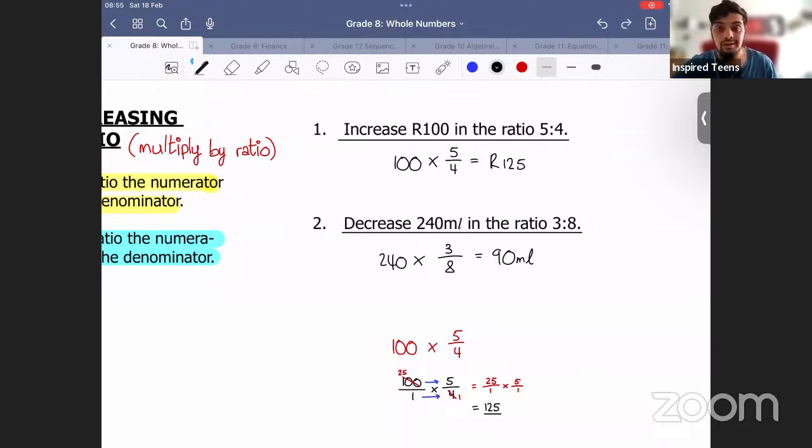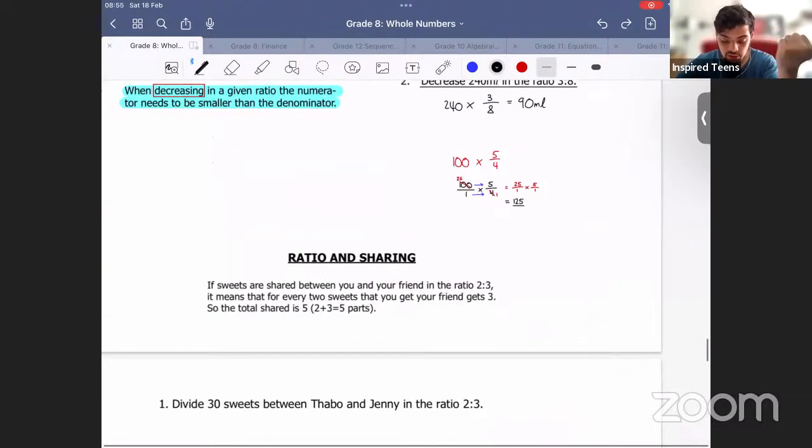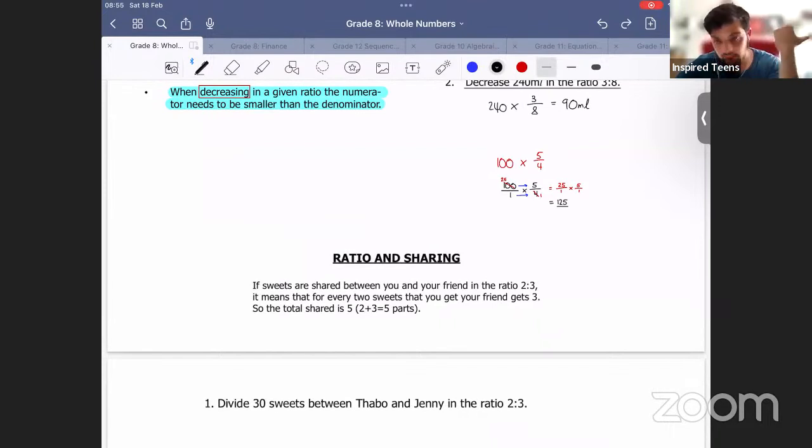That is all we have time for. We'll have to end it there. Next week, we'll continue with ratio and sharing, finance, and let's try and get to integers, although I highly doubt it because finance is a lot. So let's see.